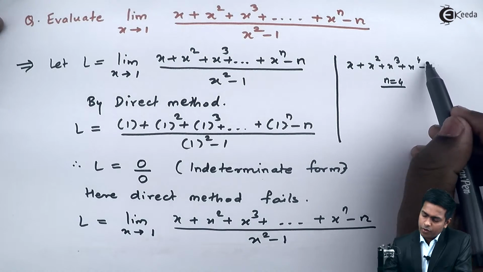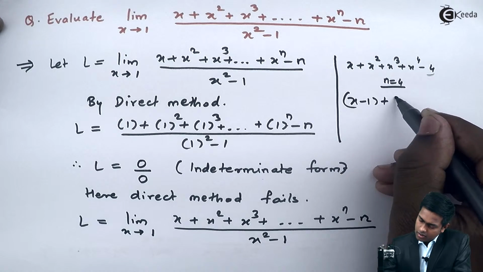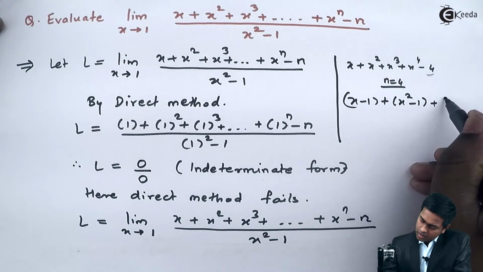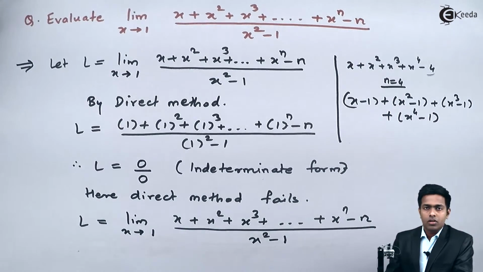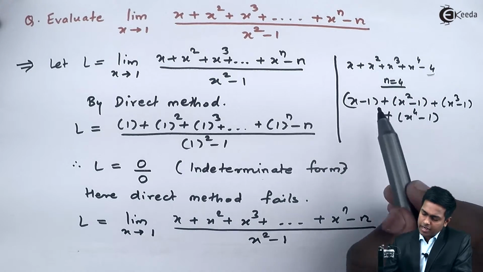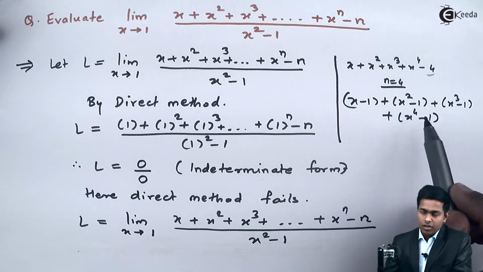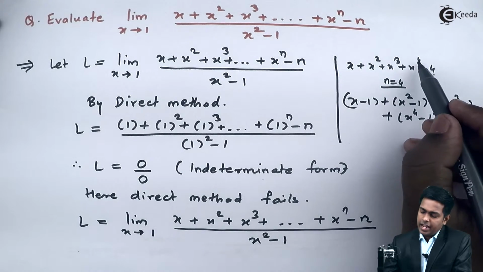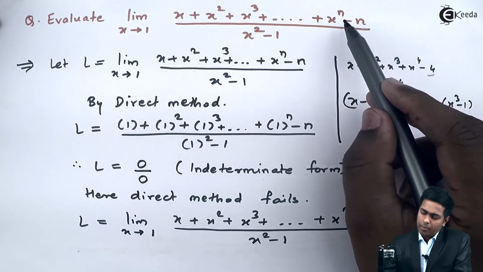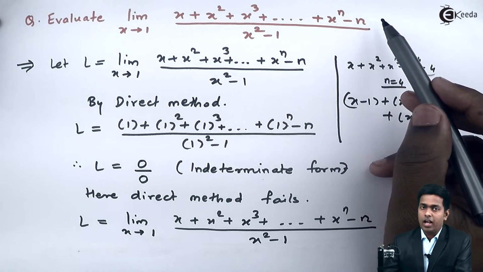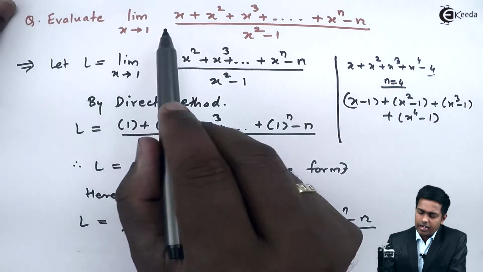So this minus 4 we can divide among these 4 terms as x − 1, x² − 1, x³ − 1 and x⁴ − 1. So I have given this minus 4 as minus 1, minus 1, minus 1, minus 1 to all these 4 terms. Let's say n is 8, then we'll get the last term as x⁸ − 8. That time we'll be having 8 ones. So those 8 ones we can divide among 8 different x terms.